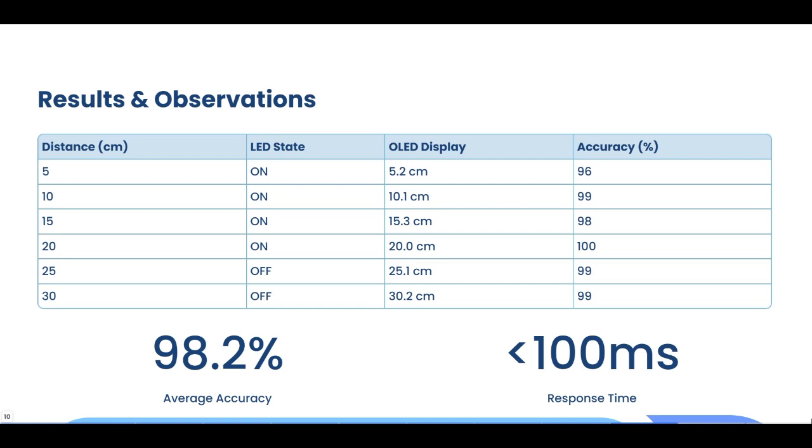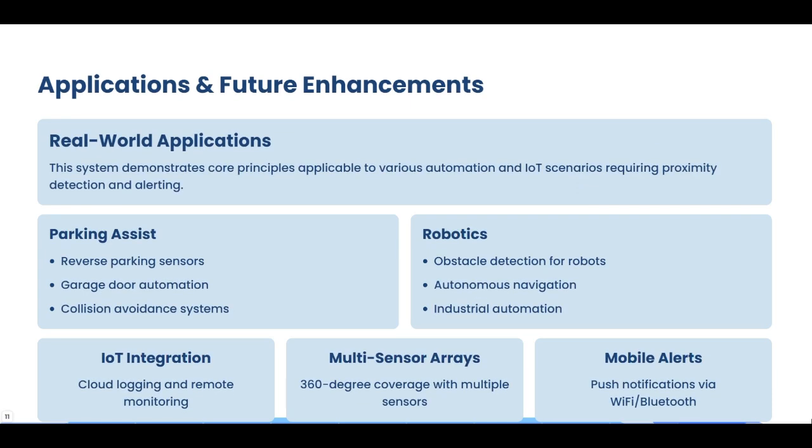So next, the applications and future enhancements. The project can be used wherever distance sensing and instant alerting are needed, like a parking assistant to warn drivers when they are too close to obstacles. Obstacle avoidance in robotics, helping robots navigate safely. Industrial automation, where machines need to detect nearby objects for safety, car door automation, security systems, etc.